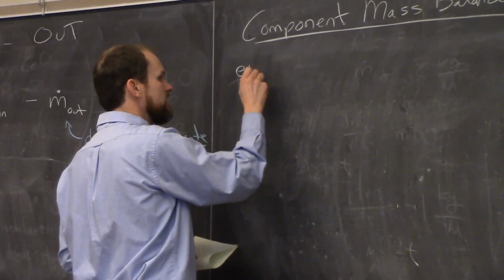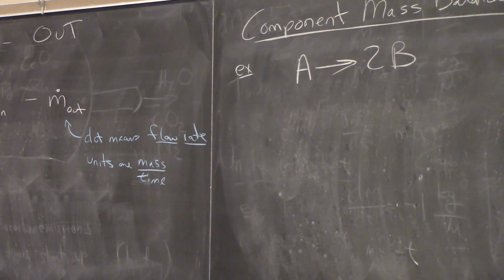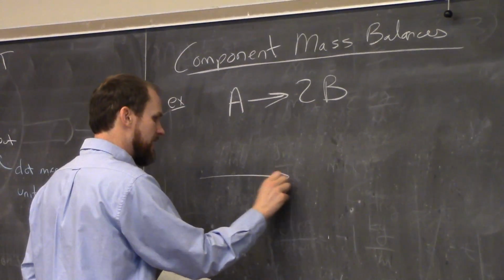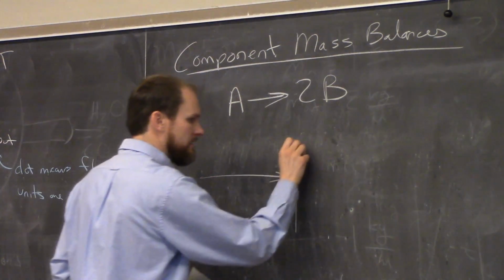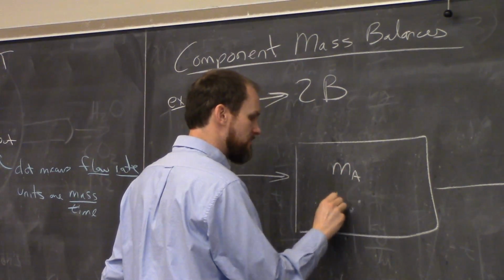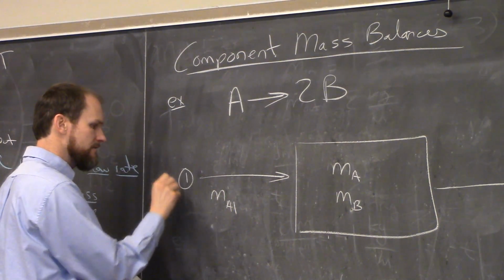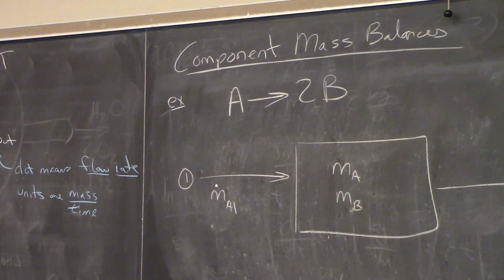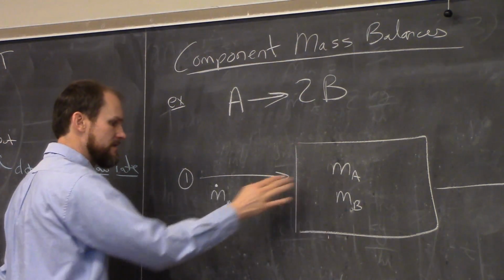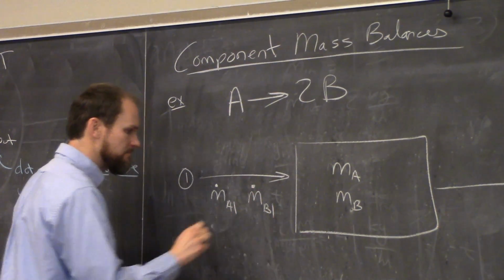So, for example, let's do the favorite chemical engineer's reaction. A goes to 2B. I don't know if you know any specifics. Let's say I have a reaction where A goes to 2B. I have a reactor. I have some mass of A in the reactor, some mass of B in the reactor. I have a mass of A in stream 1 flowing in, and I put a dot to indicate that that's a flow rate. There's no dot in the system, that's not a flow rate. This is kilograms per time. So I might have a flow rate in m_A1, and I might have a flow rate in m_B1.